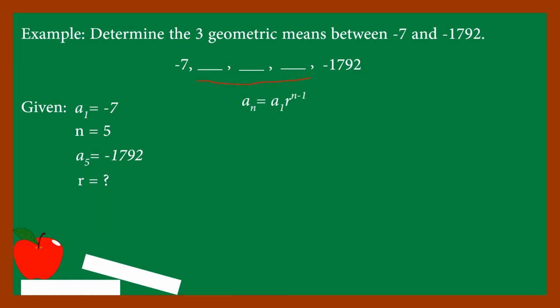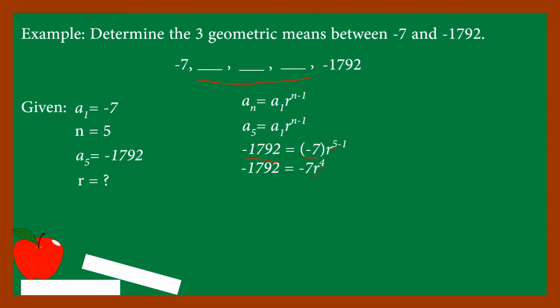So, gagamitin ulit natin yung formula na a sub n is equal to a sub 1 times r raised to the power of n minus 1. So, we're going to look for a sub 5. Next, we're going to substitute yung mga given natin. So, yung a sub 5 natin, magiging negative 1,792. Yung a sub 1 naman natin, we have negative 7. At yung n natin is equal to 5. Next, we're going to simplify yung exponent. So, yung exponent is 5 minus 1. So, 5 minus 1 is equal to 4.